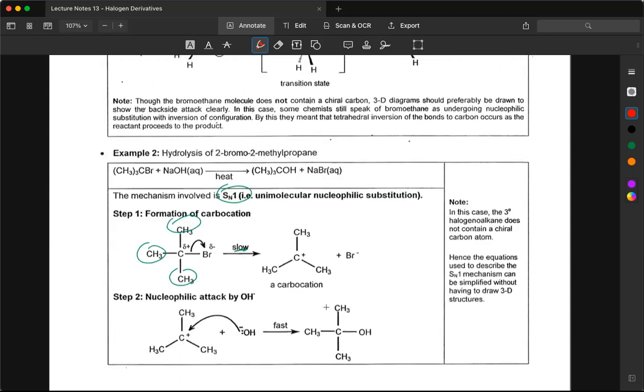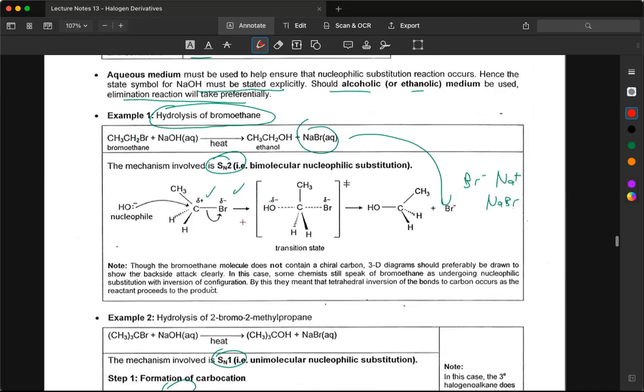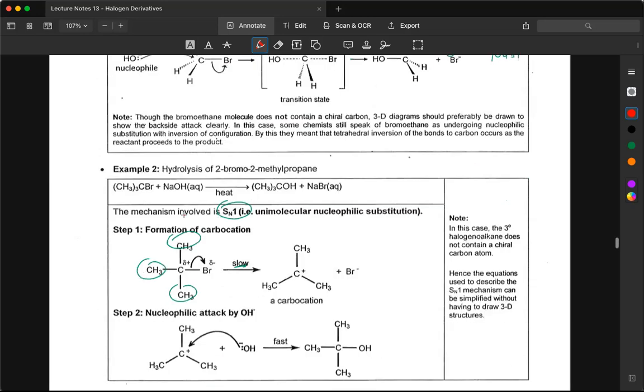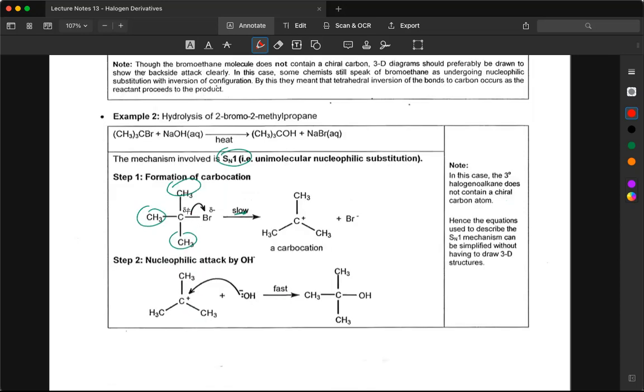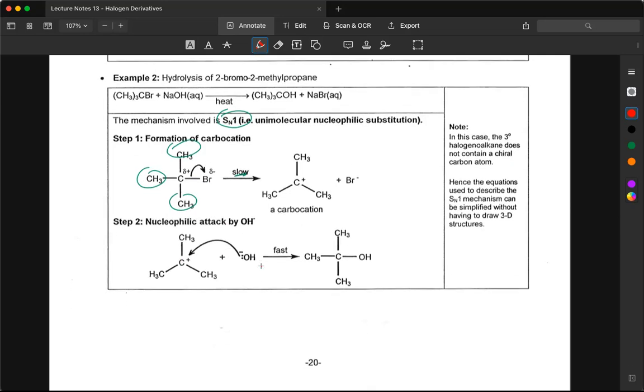Another example, we have this, which is a tertiary halogenoalkane that undergoes SN1, unimolecular nucleophilic substitution. So the mechanism looks different. We have the formation of the carbocation first, with Br as the leaving group, and then the nucleophile attacks the positive carbon to form the product, which is the second step here.